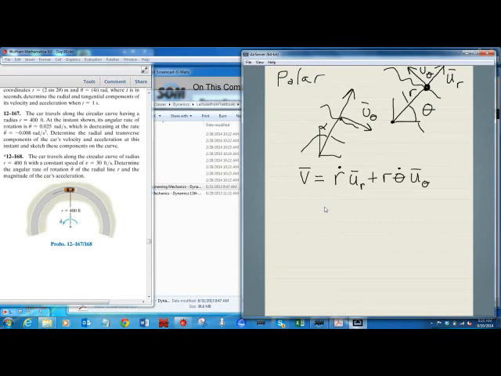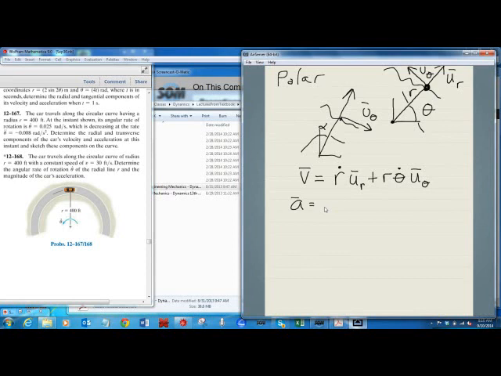Now, if you're calling your angle alpha, then it would be alpha dot. Whatever is your angle, it's the derivative of the angle. The acceleration, you don't have a derivation for that either, but the result of the acceleration looks like this.